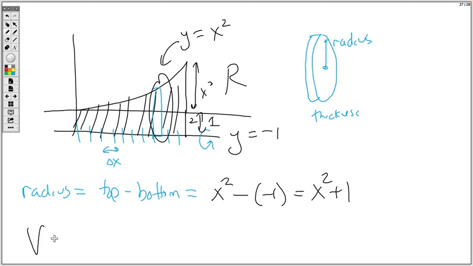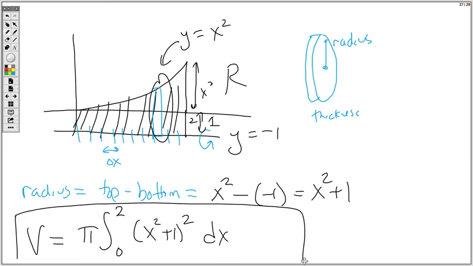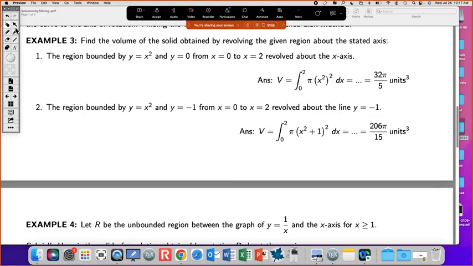So now to get my volume, it's pi times the integral from 0 to 2, radius squared, (x squared plus 1) squared, times your thickness. And as with that first integral we talked about, what would be your first step to evaluate this integral? FOIL it out. And you get that. Okay?